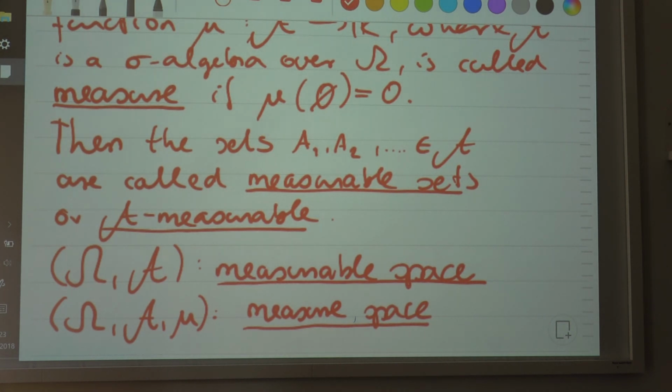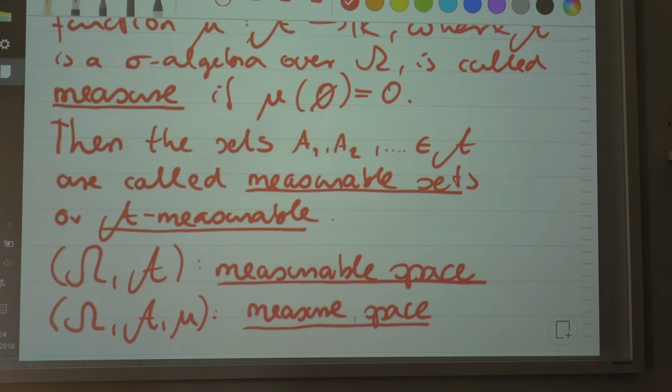So if the function is not explicitly given, you call the ordered pair omega and the sigma algebra a measurable space. If you have an explicitly defined measure on that measurable space, then you call the ordered triple consisting of omega, the sigma algebra, and the measure the measure space. This is just technical, but that's what I would like you to consider.